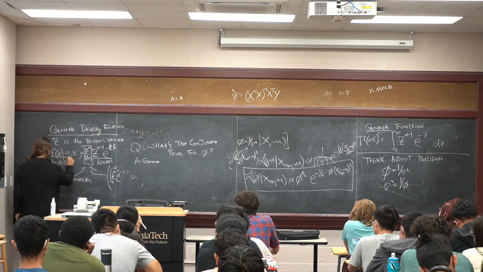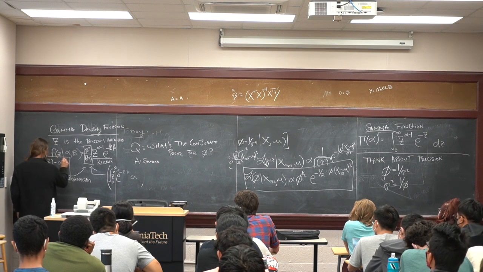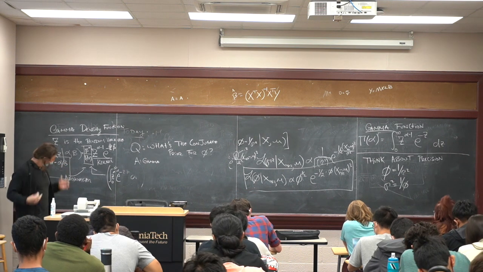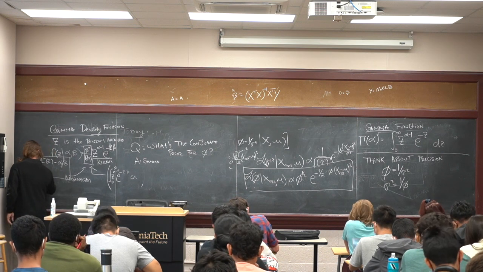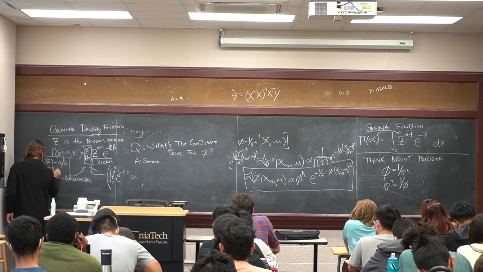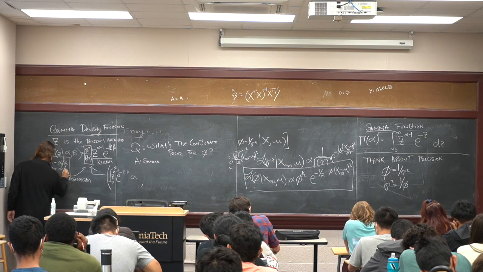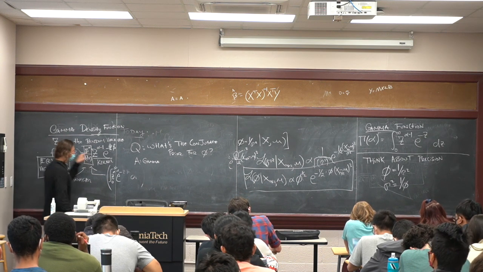Wait, alpha beta or alpha over beta? Oh, it's alpha over beta. Yeah, so I corrected you and made the same mistake. What's the variance? Alpha over beta squared. You got it. Alpha over beta squared. There's two ways to parameterize this.